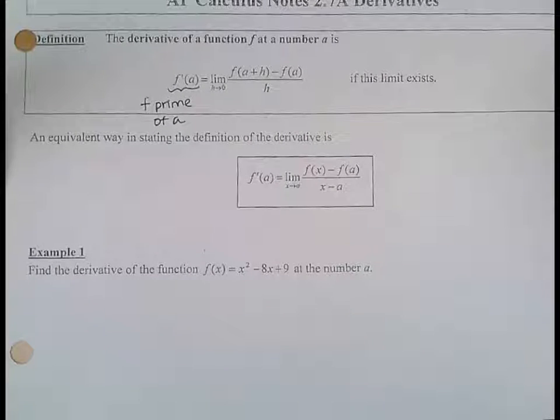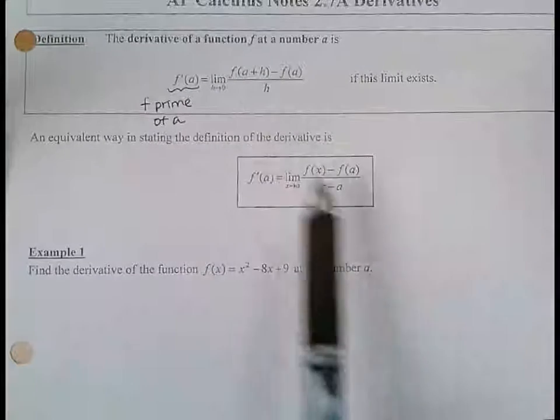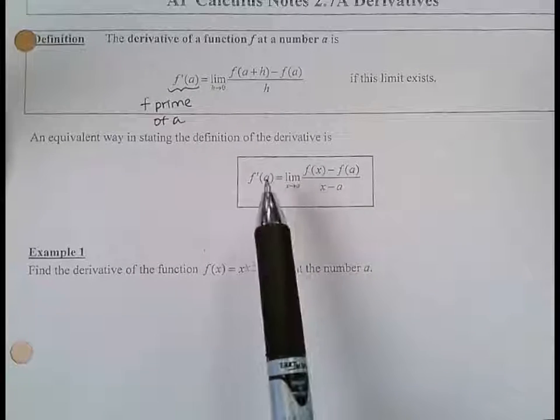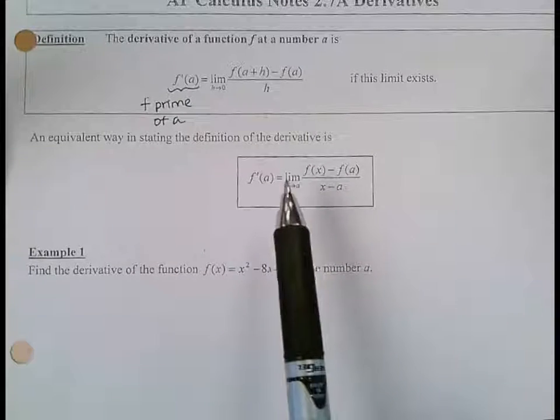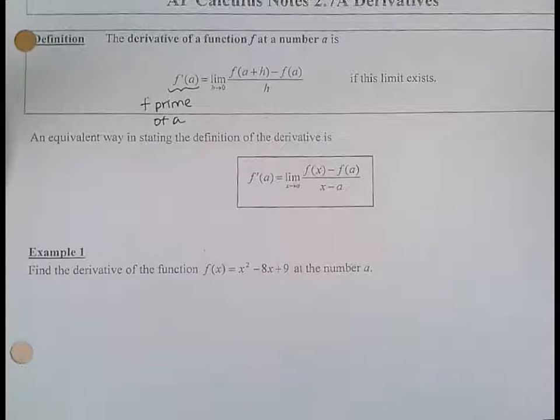if the limit exists. And then this was not the first limit we learned. We had first learned this limit down here. So another way of stating that definition, f prime of a can also be found by finding the limit as x approaches a of f of x minus f of a over x minus a.